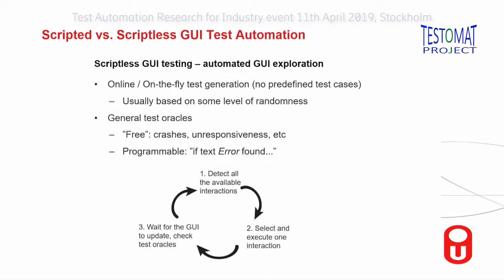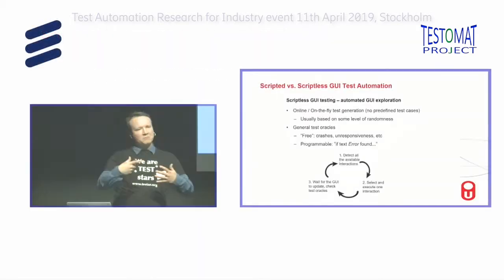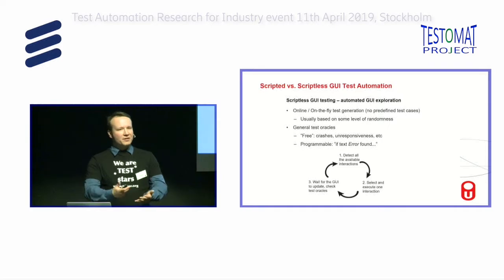There are three types that should be applicable for any kind of application, like crashes or if the application becomes unresponsive. But there is also programmable, where you can do anything, basically. In this case, the idea is that the tool detects what kind of interactions are available, and it selects one using some sort of action selection algorithm, executes the interaction, waits for the UI to update, and then detects a new state, what is available now.